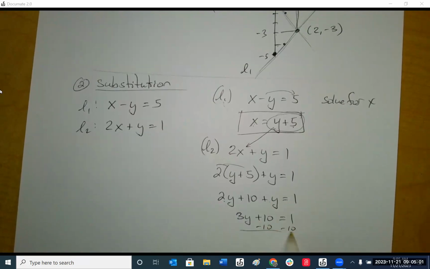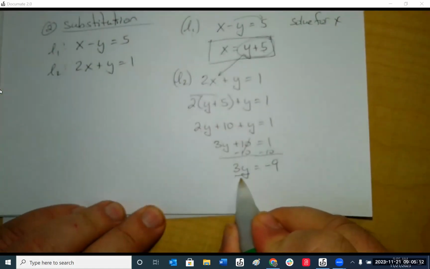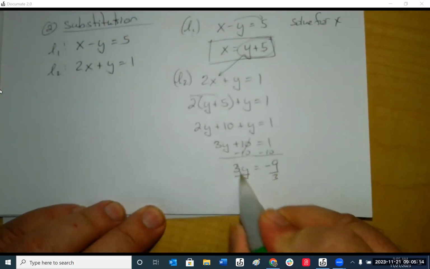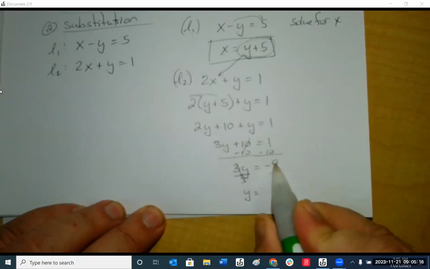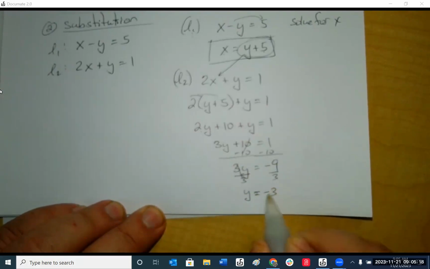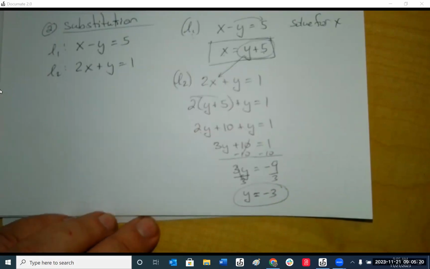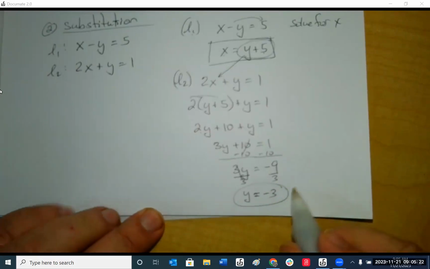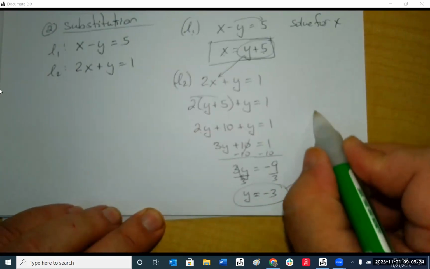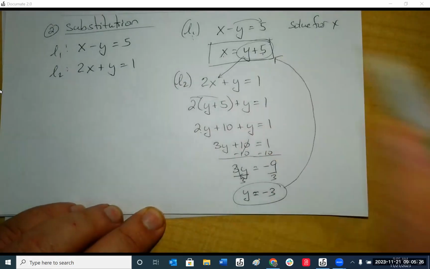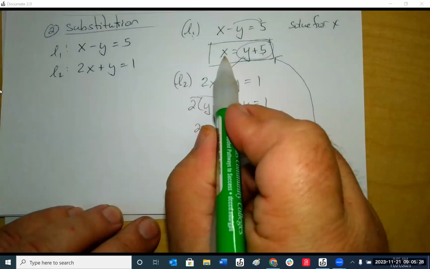Subtract 10. 3y equals -9. Divide both sides by 3. -9 over 3 is -3. So there's my y value of my intersection. To find the x value, I go back all the way up to this one to find my x value.